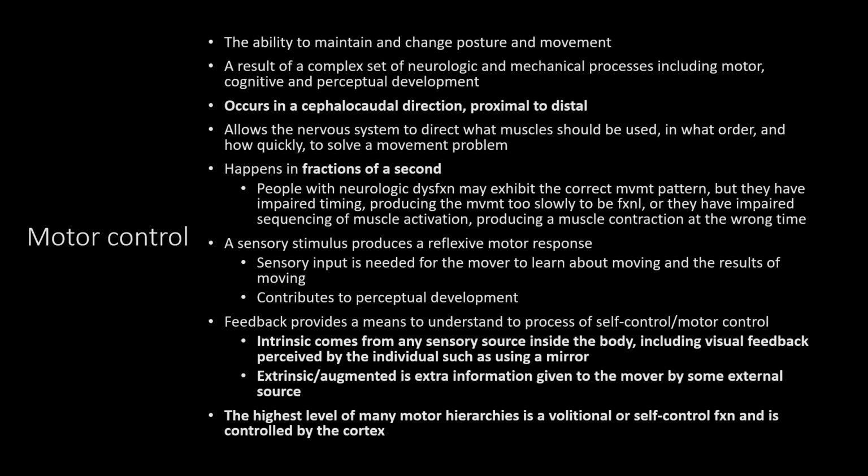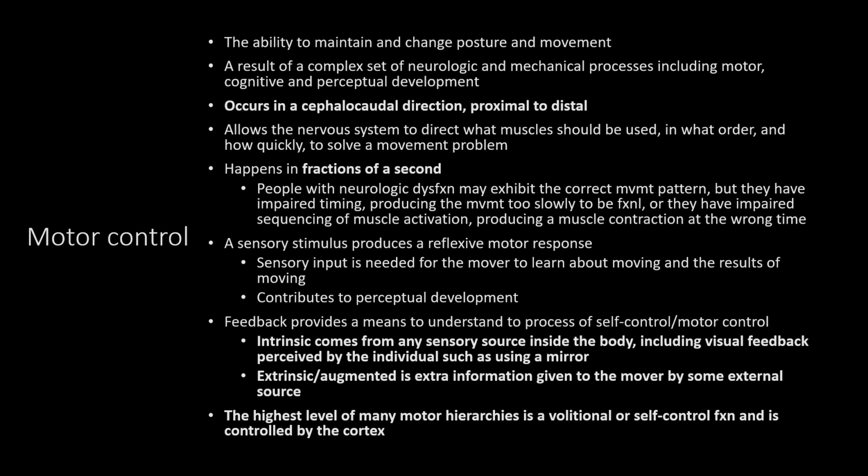We have two different types of feedback: intrinsic feedback and extrinsic or augmented feedback. Intrinsic feedback comes from any sensory source inside the body, including visual feedback perceived by the individual, such as using a mirror, or tactile, using their other extremity to move one extremity. Any kind of self-perceived sensory information is going to be intrinsic feedback. Extrinsic or augmented is extra information given to the mover by some external source. So that can be the therapist, a biofeedback machine, or another patient in the clinic, but it's something outside of the patient themselves.